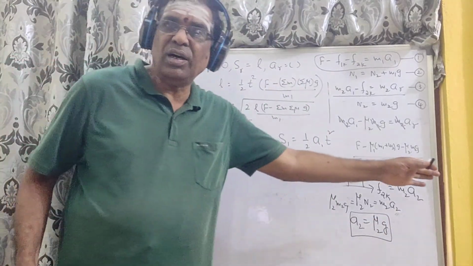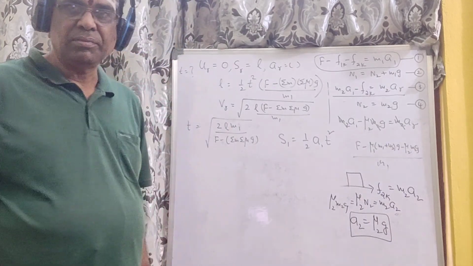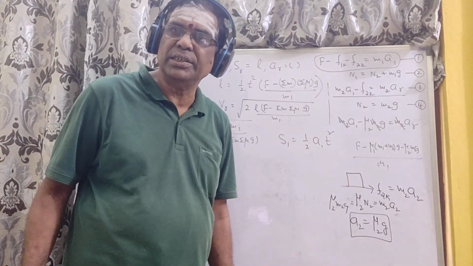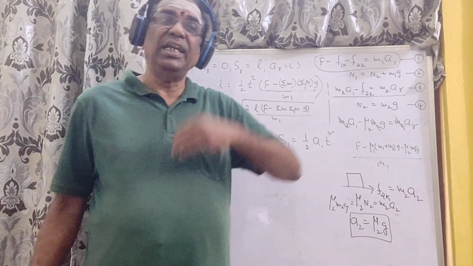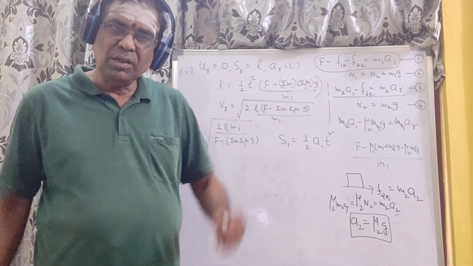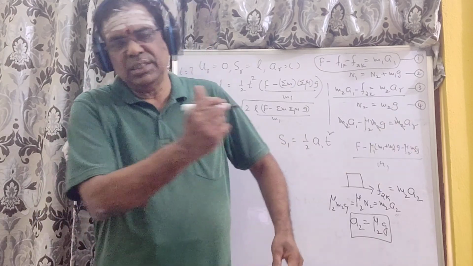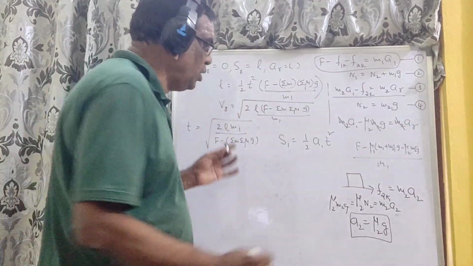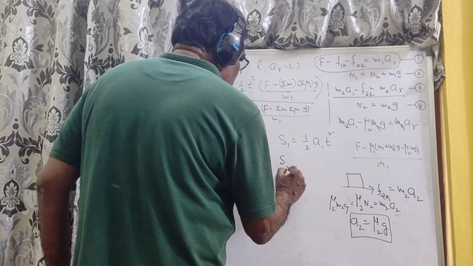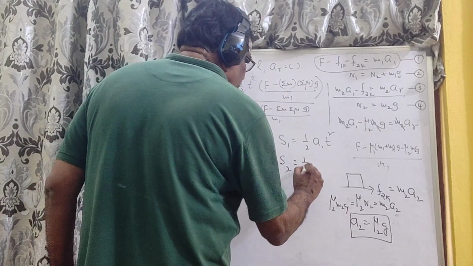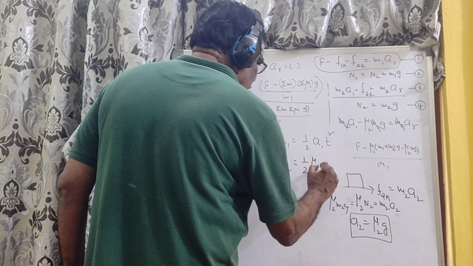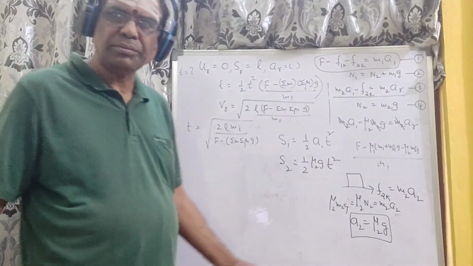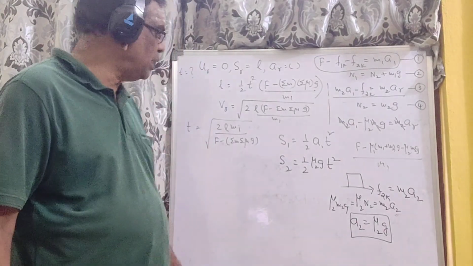A2 is in the forward direction. A1 also is in the forward direction, but A2 is less than A1. Therefore, A2 minus A1 is in the negative backward direction, that is AR, we already did it. So, if they ask you S2, you have to simply say half A2 T square. That's it. It's as simple as this.